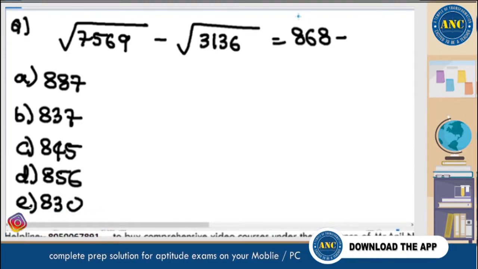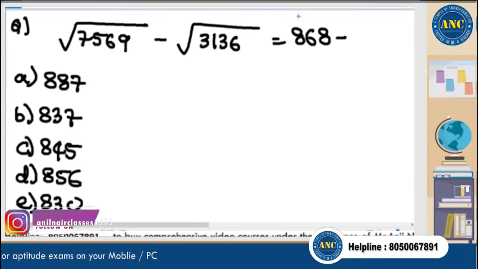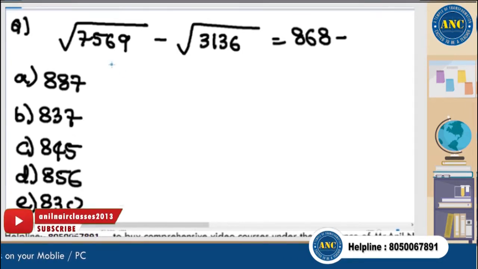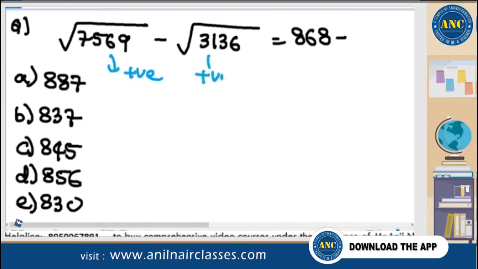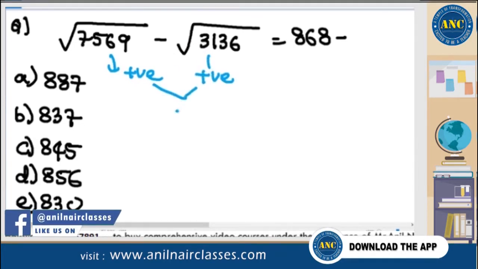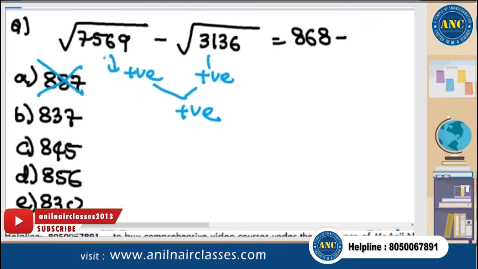Square root of 7569 minus square root of 3136 is equivalent to 868 minus... Square root always gives a positive value. Positive minus positive, this is smaller, so the answer will be positive. How can it be 887? 868 minus 887 is a negative.